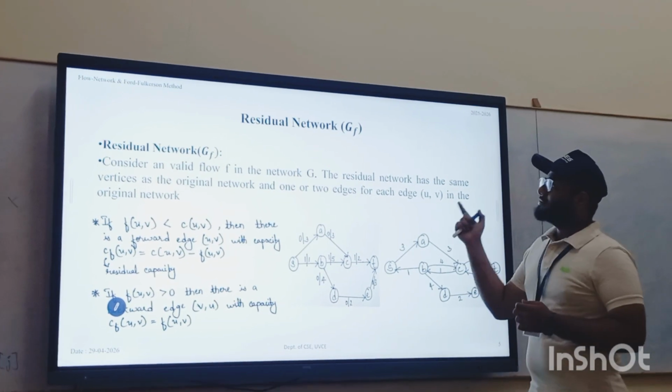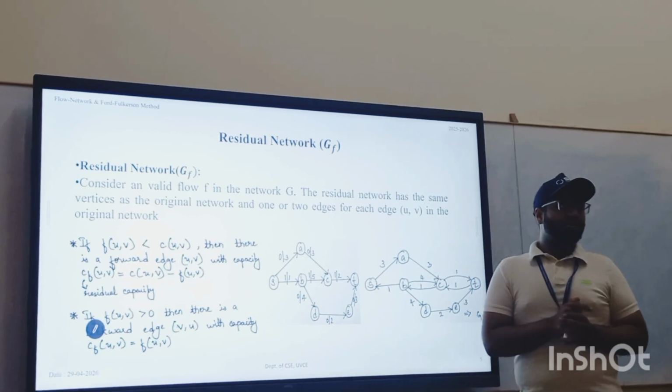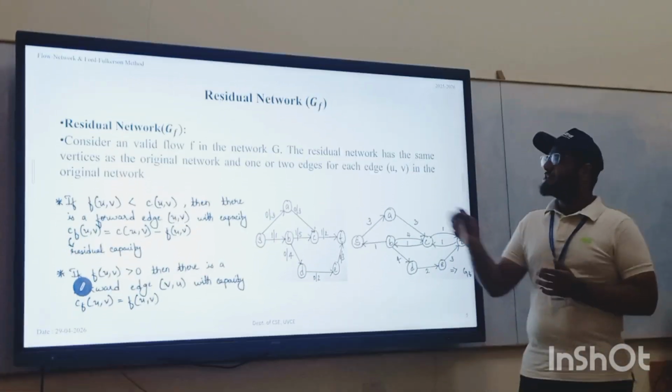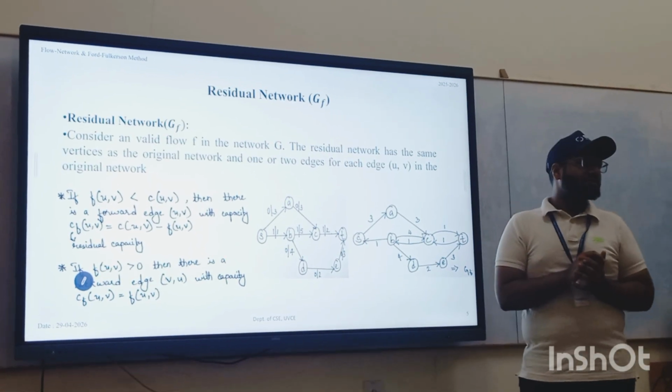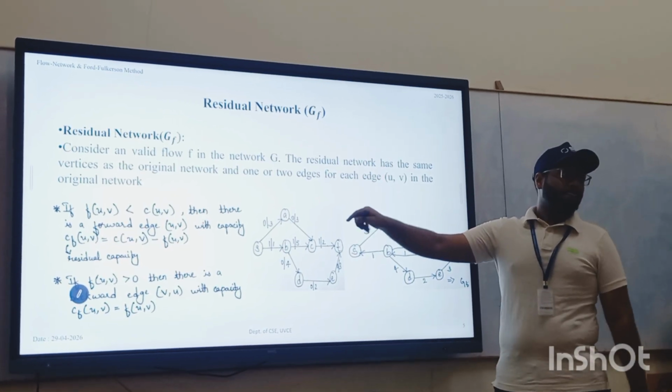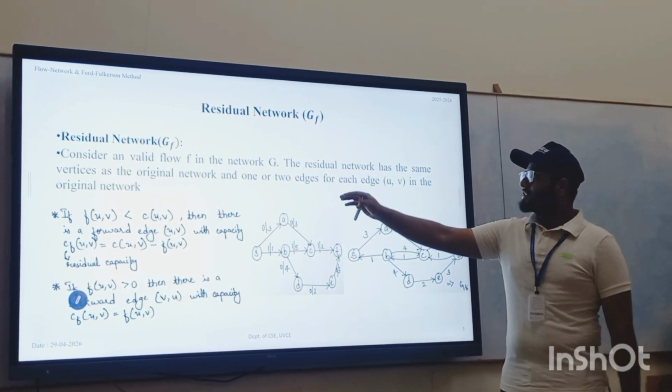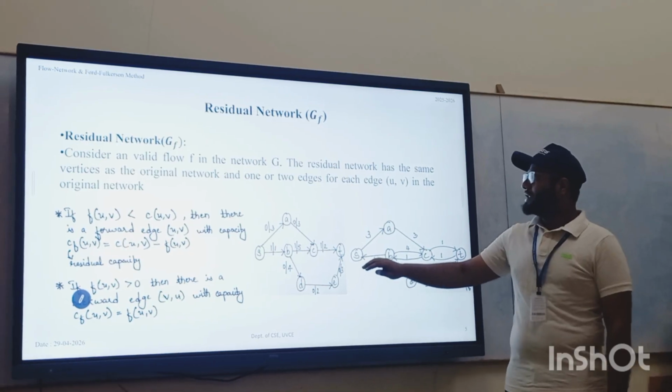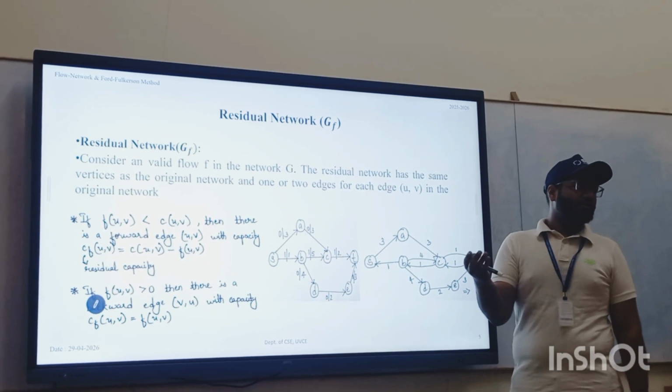So we have to understand one more terminology, that is, what is a residual network. A residual network, you can call it a residual graph also. It is represented with G suffix F. It is the same graph. You have the graph, and you are making it a residual by increasing the flow.